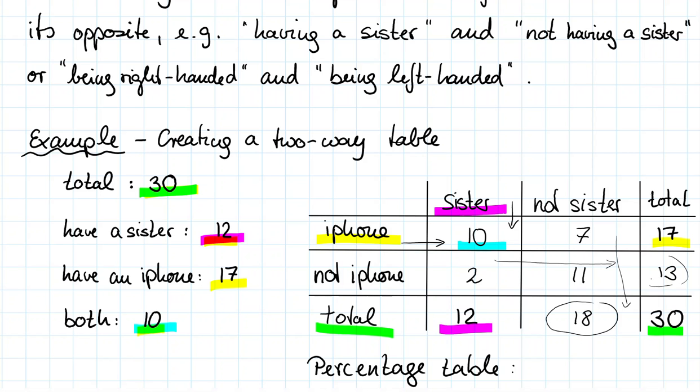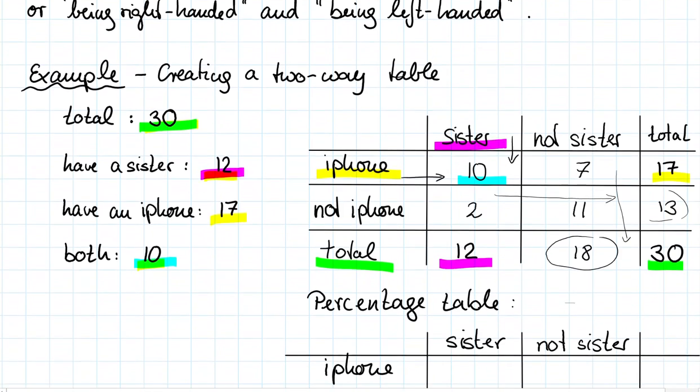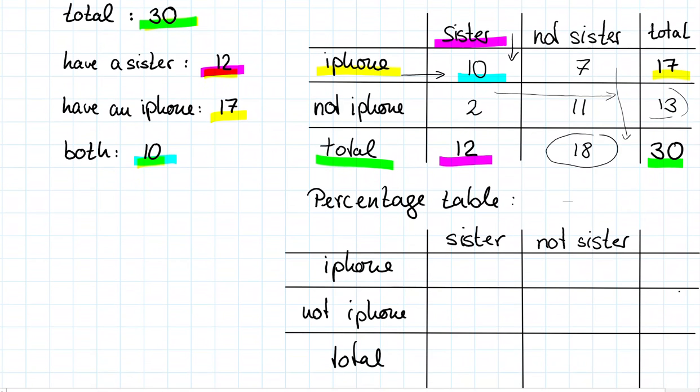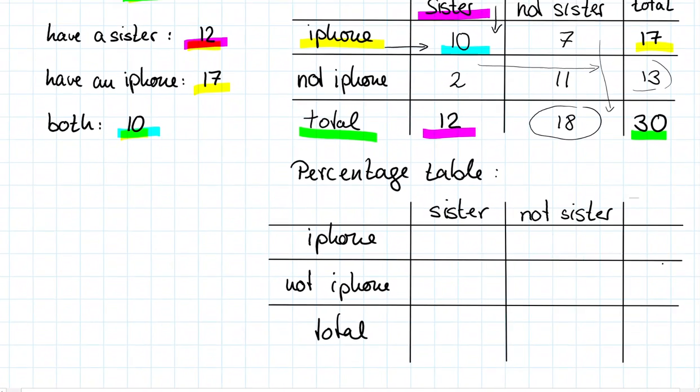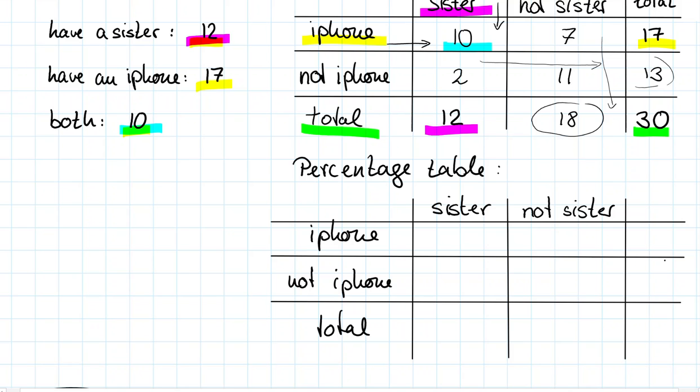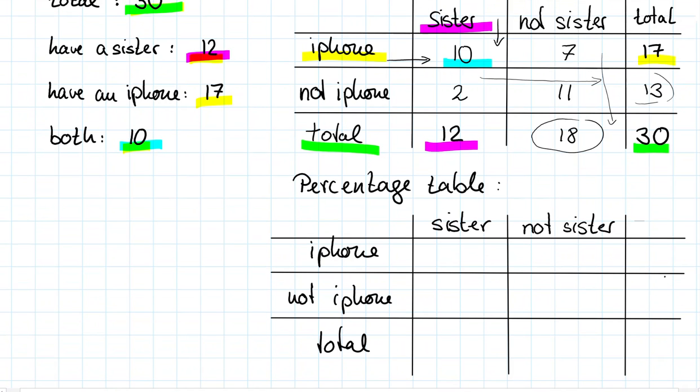So now we have managed to organize our data into a nice two-way table. But when we actually want to interpret that two-way table, it is often necessary to rewrite the raw data as percentages. So therefore, I have made the second table for you. And the one thing you need to know here is that you do calculate the percentages column-wise. So you always work from the top to the bottom.